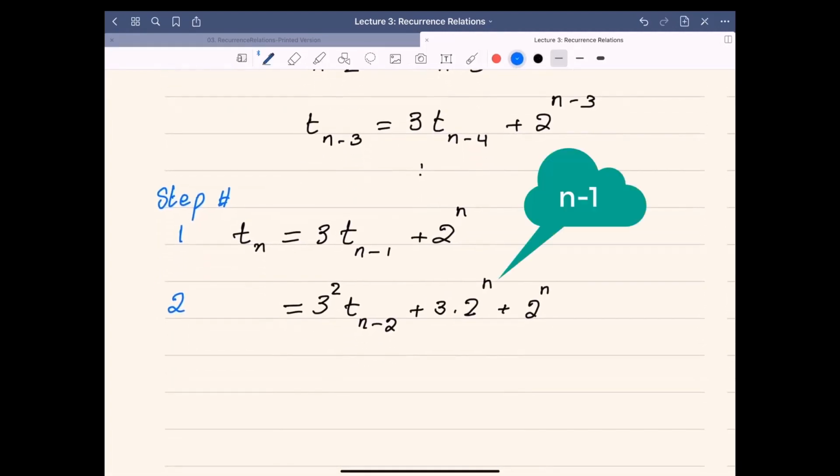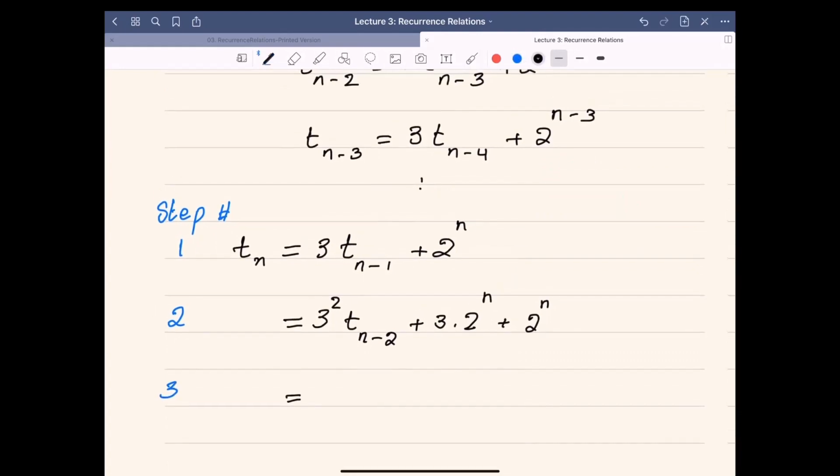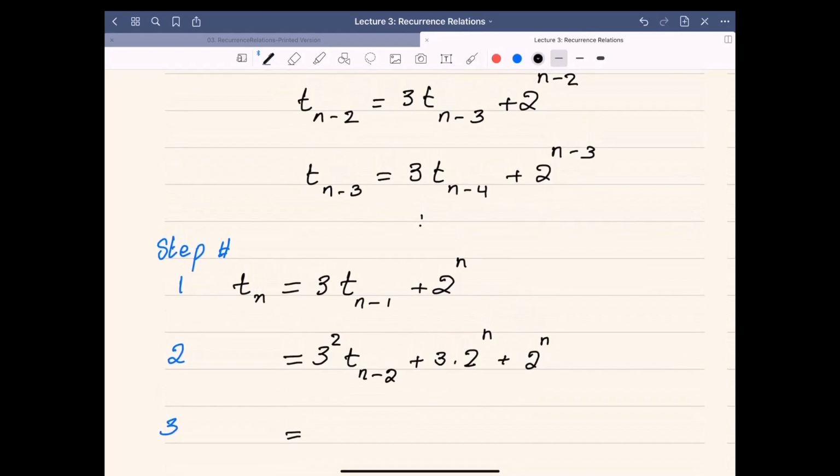Now for step number 3, you multiply the equation of Tn minus 2, which is this one, by 3 square. Let me show you on the screen. So the answer will be 3 square multiplied by 3, which is 3 to the power 3, Tn minus 3, plus 3 square multiplied by 2 to the power n minus 2. Again, copy the remaining terms from the previous step.